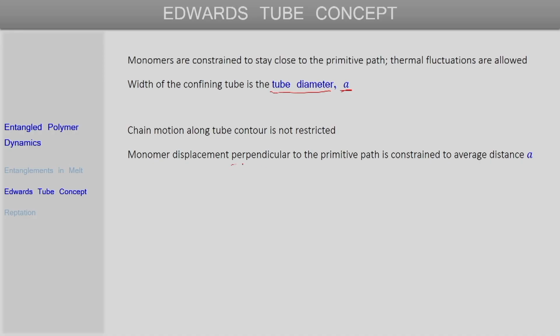However, perpendicular to the primitive path, which marks the center of the tube, the motion is constrained. The monomers' motion perpendicular to the primitive path is constrained to happen, on an average, up to a size characterized by this tube diameter A. So, the monomer displacement perpendicular to this primitive path is constrained to an average distance. It can happen by a distance more than A, but on an average that displacement will be A.